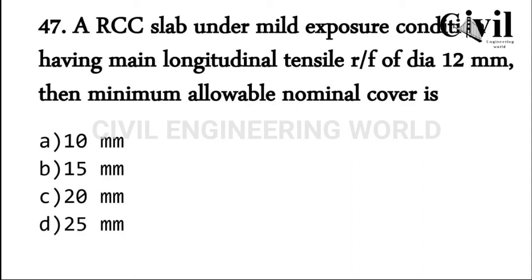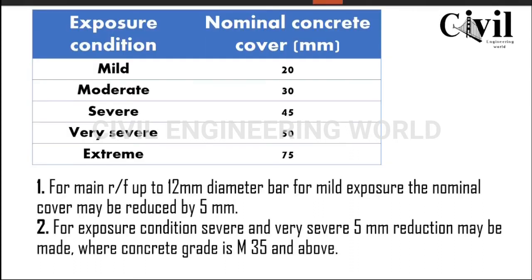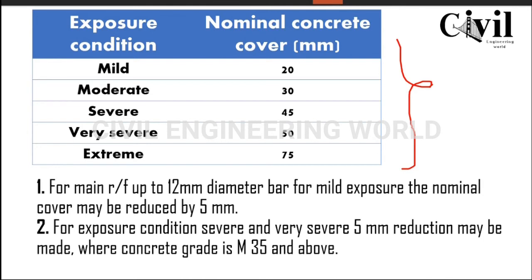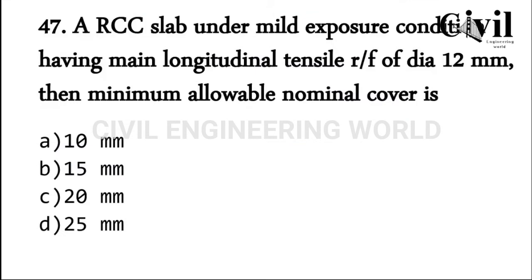So there are RCC beams under the mild exposure conditions having the longitudinal steel reinforcement of 12 mm dia and minimum allowable nominal cover should be. So for this we have a table. We are going to consult it. For mild conditions we can take the nominal concrete cover, which is 20 millimeter, but here we have a condition number 1: for main reinforcement up to 12 mm diameter, for mild exposures, the nominal cover may be reduced by 5 mm. So it means that we have to reduce it by 5. So after that, we will get 15 mm. So for mild conditions, we have 15 mm. B is the correct answer.